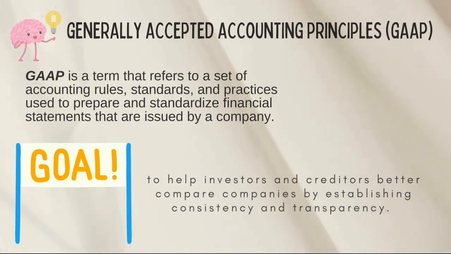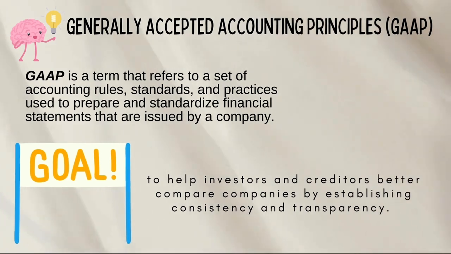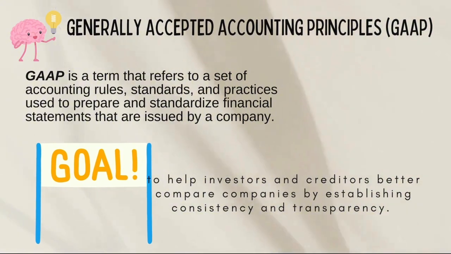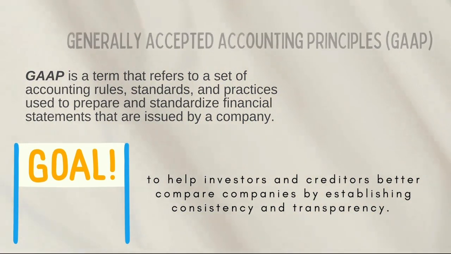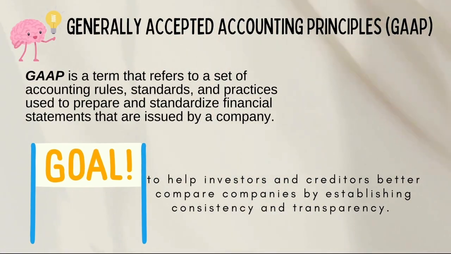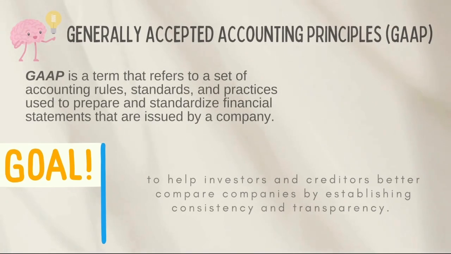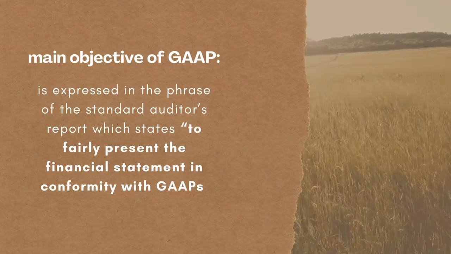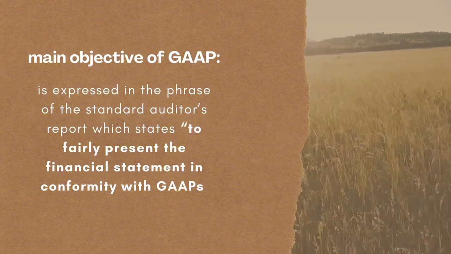Now, generally accepted accounting principles. This term refers to a set of accounting rules, standards, and practices used to prepare and standardize financial statements that are issued by a company. Ano ang goal ng GAAP? So, the goal of this standard is to help investors and creditors better compare companies by establishing consistency and transparency. And the main objective of GAAP is expressed in the phrase of the standard auditor's report, which states to fairly present the financial statement in conformity with GAAP.